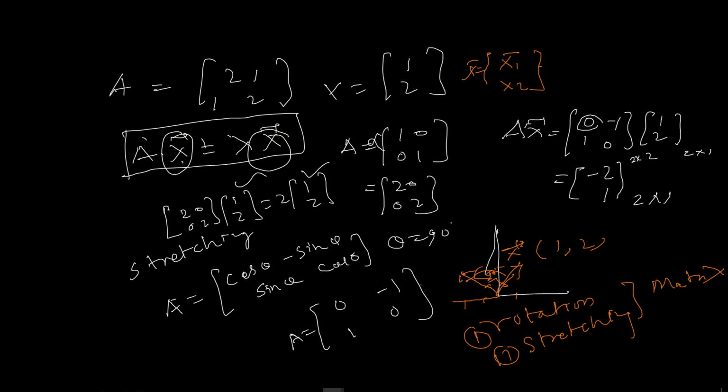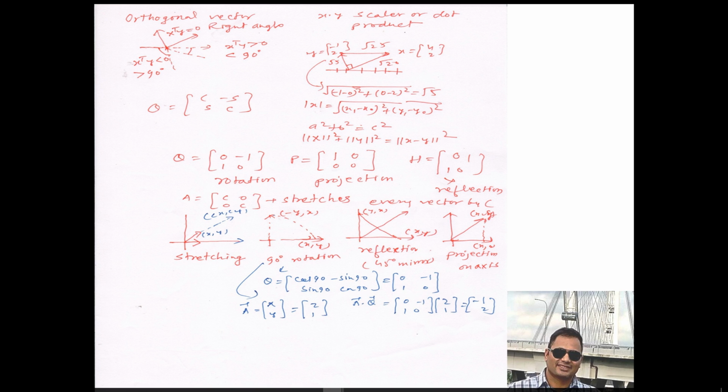Okay, if you see this portion, what is happening? Stretching. The initial position is x and y. I multiply by 6. So whenever I take the matrix in the form A equal to C times 1 0 0 1, it is going to stretch.